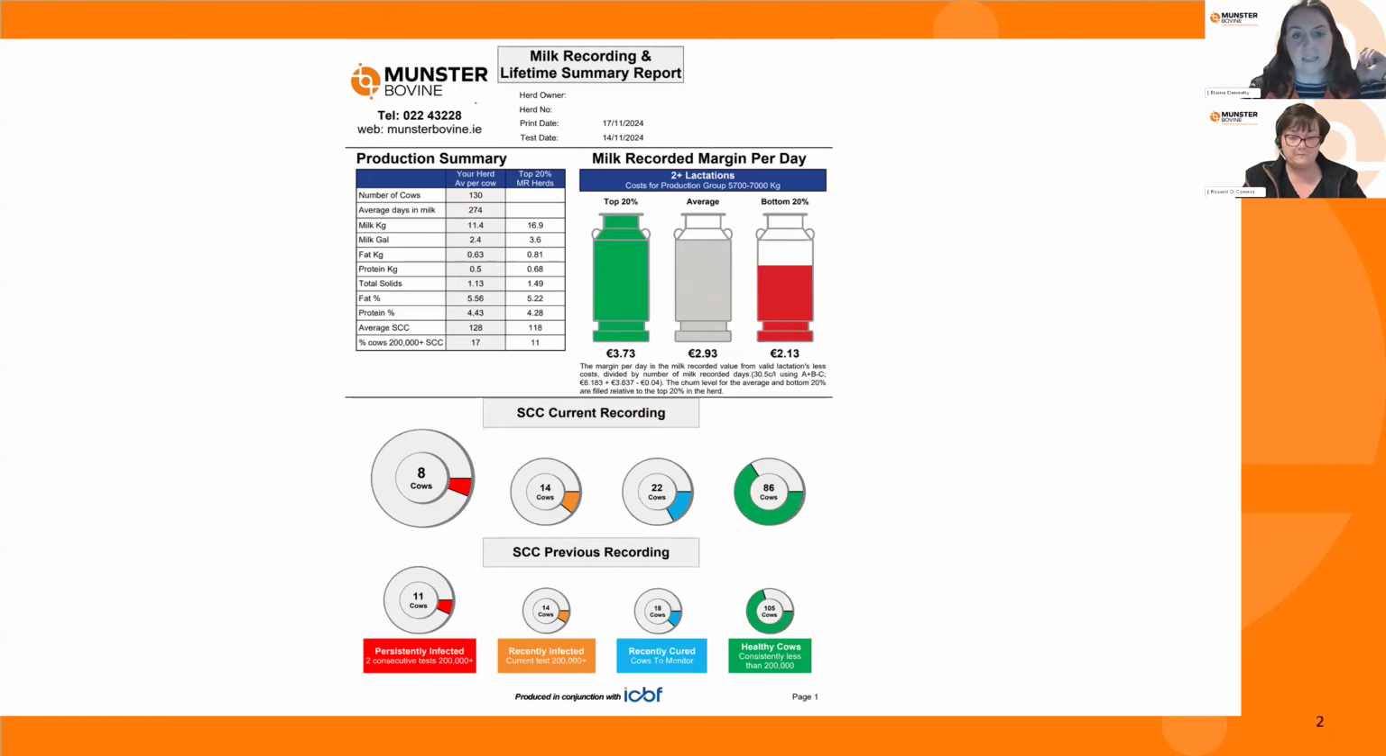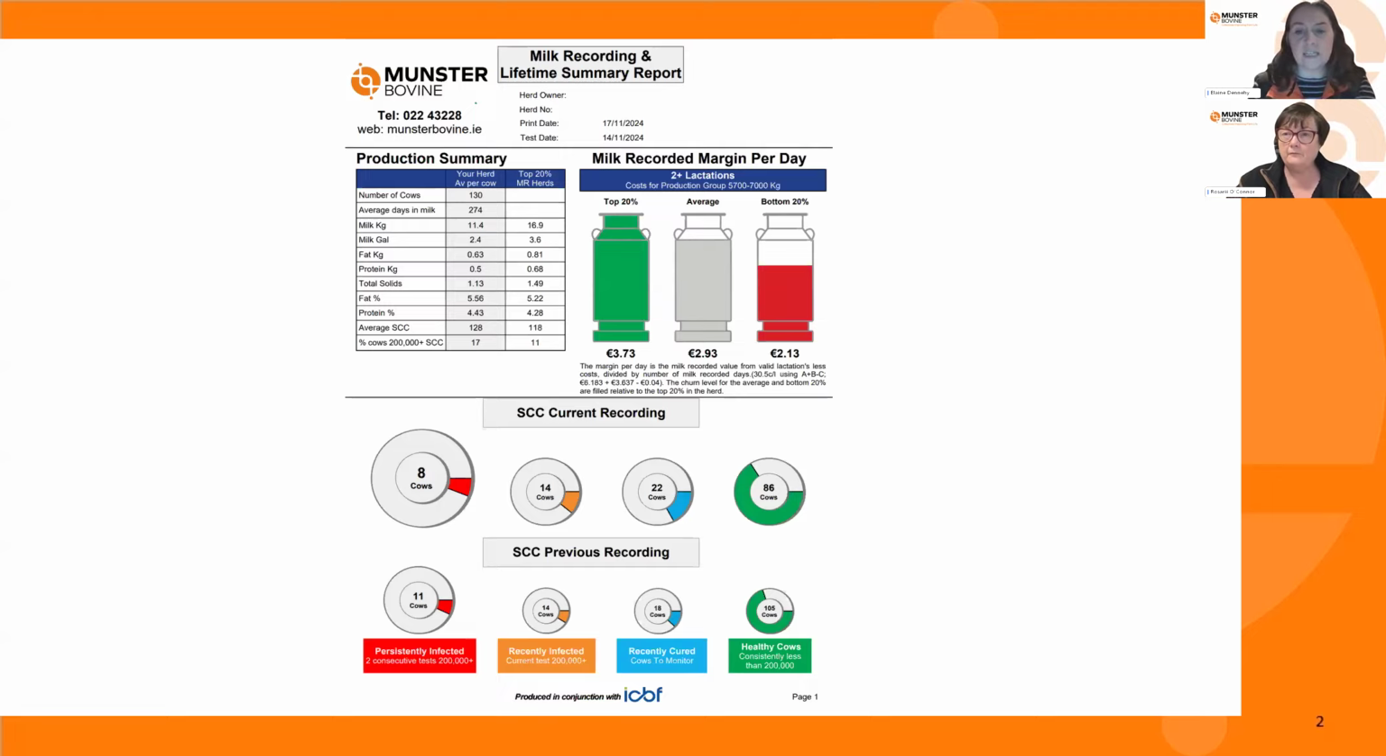That is the average for your herd from that milk recording compared to the top 20% of herds that were milk recorded in the last 2 weeks. So that's your production summary. Then your milk recorded margin per day. The beauty of this report is that it's giving you a margin per day for each cow. So basically it's telling you which cows are your most profitable and which cows are your least profitable.